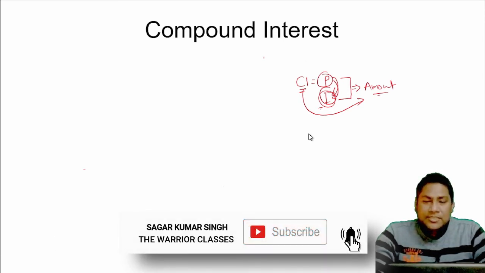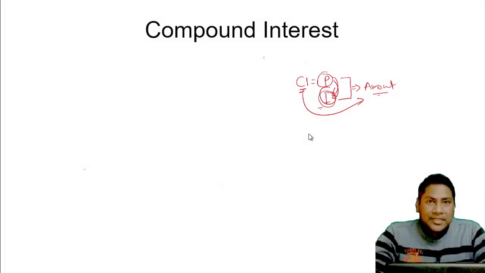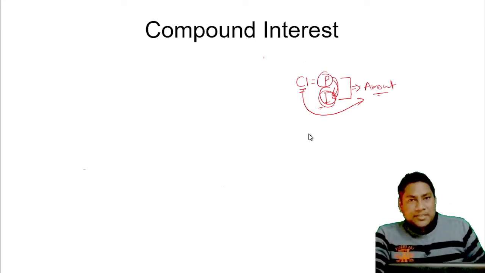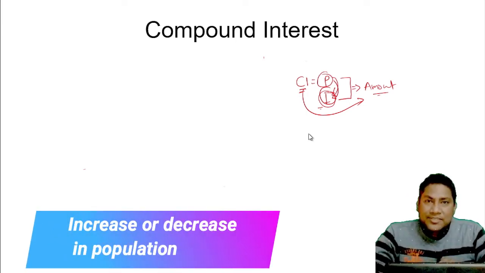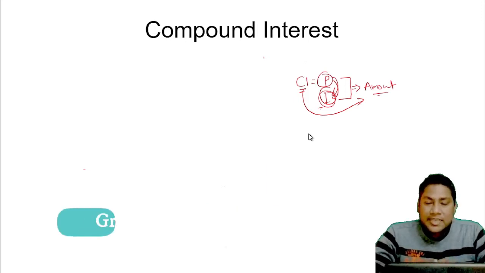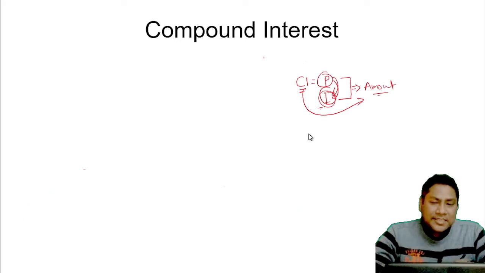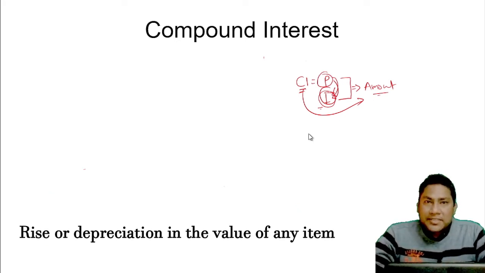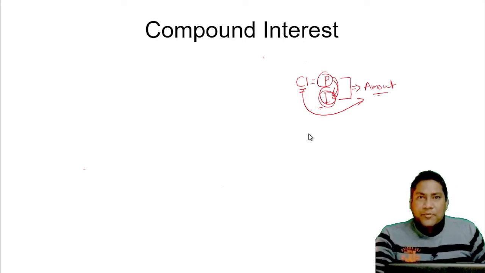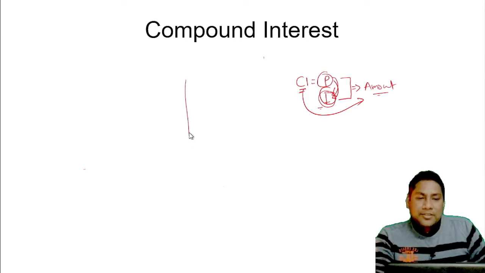So friends, in what areas do we use the term compound interest? Because compound interest finds its uses in a vast number of transactions of banks, financials or other areas. Such applications are, first, to calculate the increase or decrease in population. Second is the growth of bacteria. The next is the rise or depreciation in the value of any items.